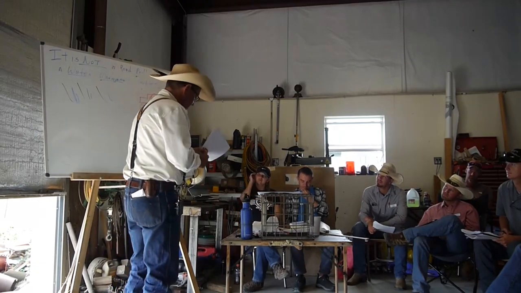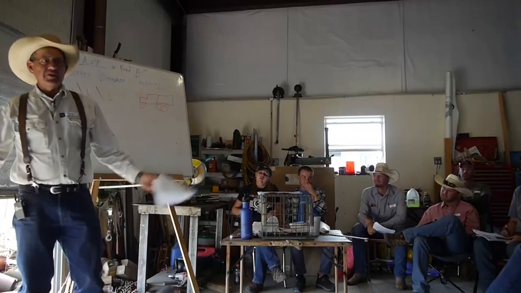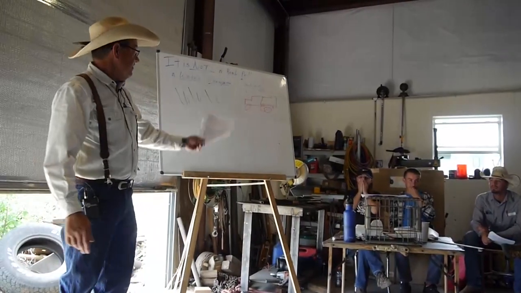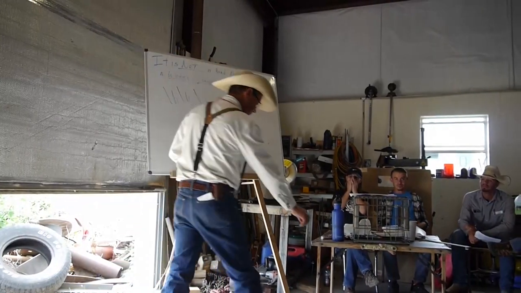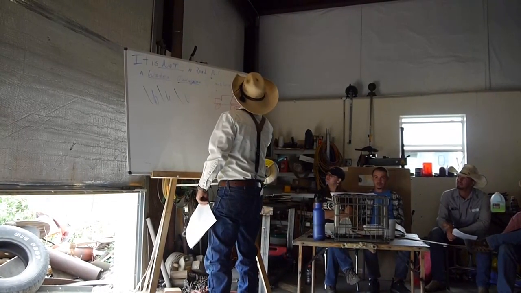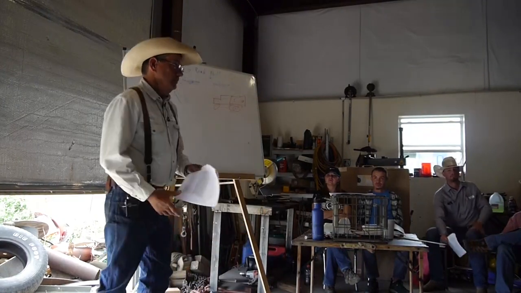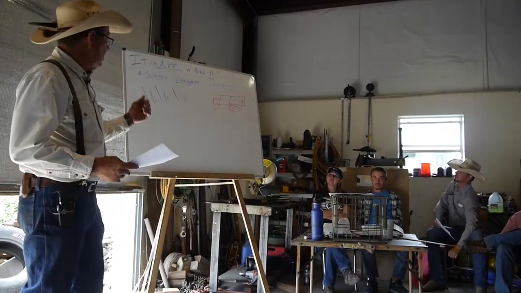Tandem axle water truck. Holds 5,000 gallons. I've already seen a tandem axle water truck. That's a 5,000 gallon truck. That's 8 loads in that truck.